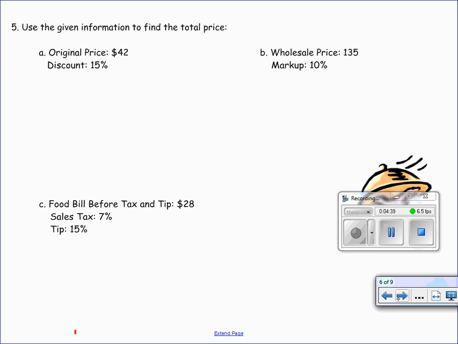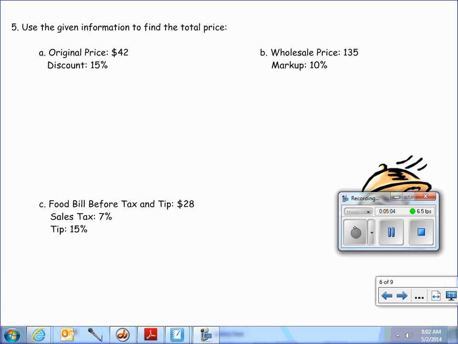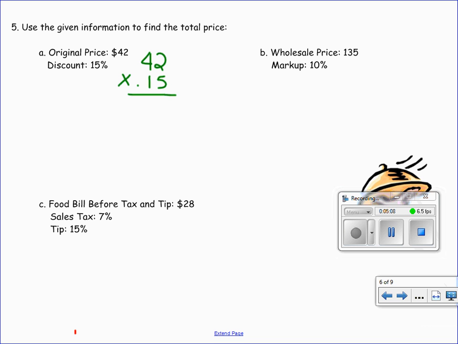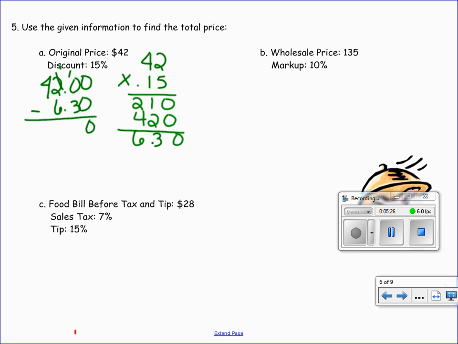Now we have some practice exercises. In number 5, we're going to use the given information to find the total price. So on 5A, the original price is $42. The discount is going to be 15%. So we need to determine what the total price after the discount is going to be. So you have your $42. You're going to multiply that times 15%. Your discount is going to be $6.30. So the total price after the discount is $35.70.